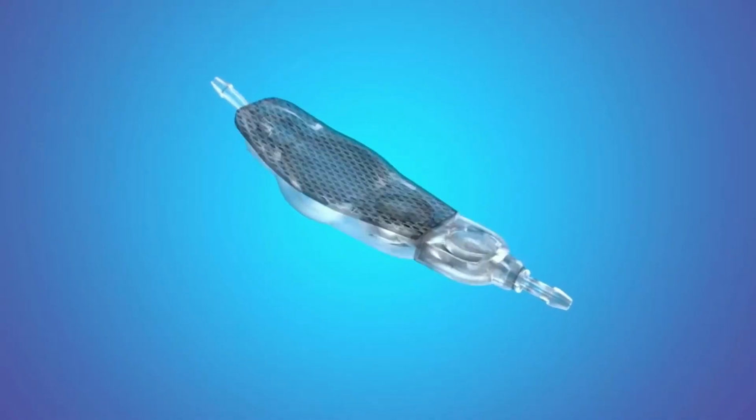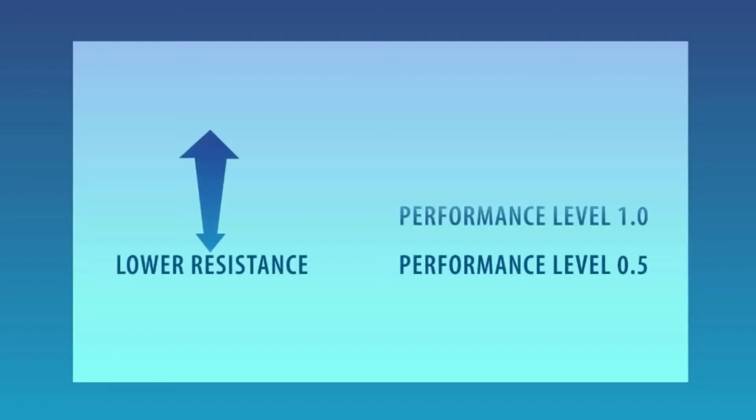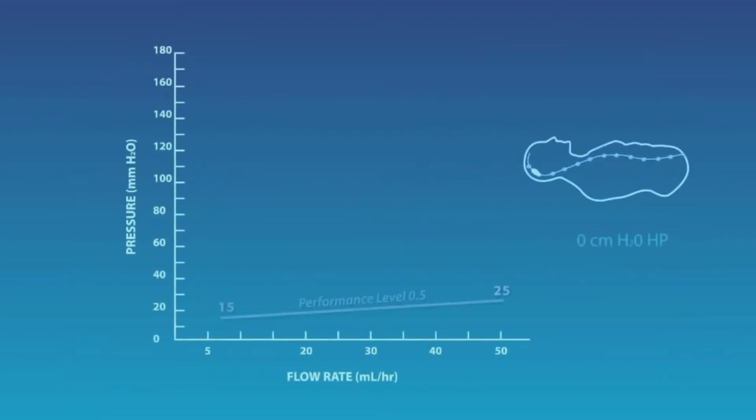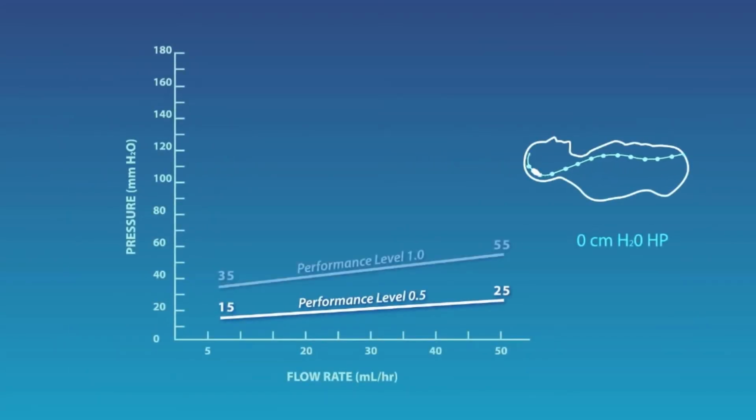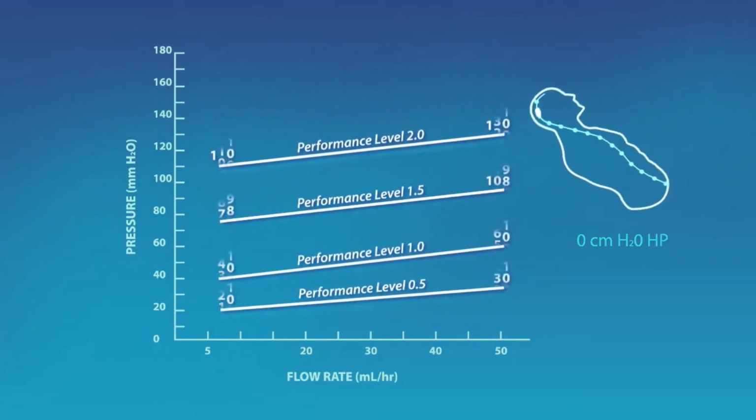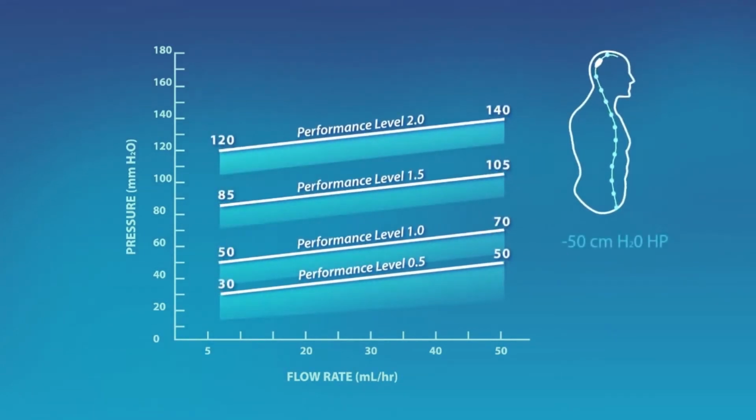The delta valve has 4 performance levels, which directly correlate to the valve pressure flow rates. The valve performance levels are 0.5, 1.0, 1.5, and 2.0. These numerical descriptions are synonymous with the valve pressure ranges from a lower to a higher resistance valve. As shown by the performance level chart, the delta valve system maintains a consistent pressure gradient regardless of the flow rate or patient posture.